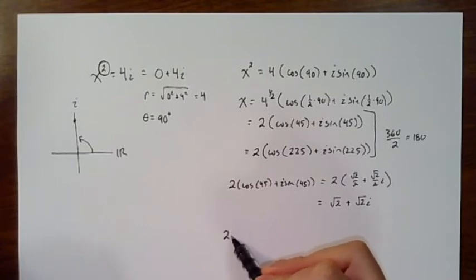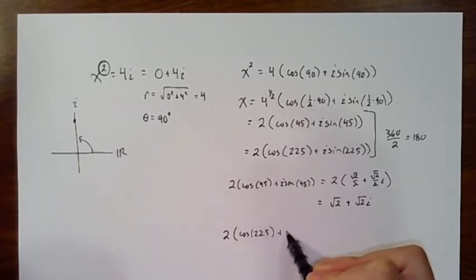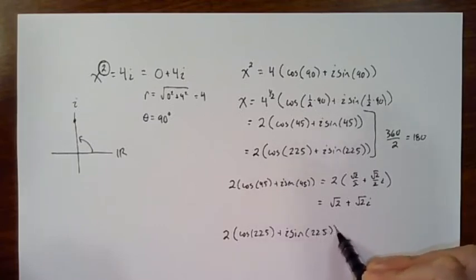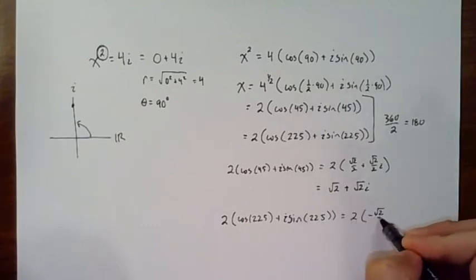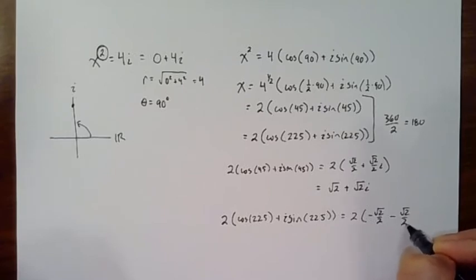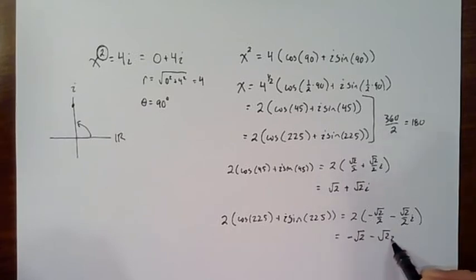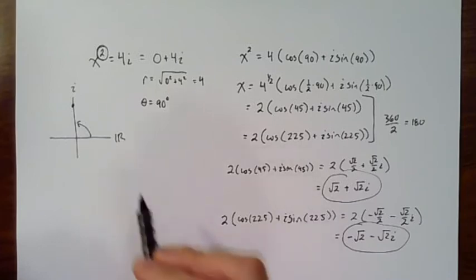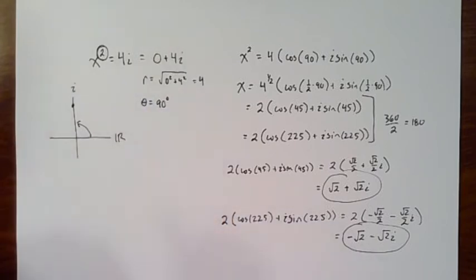The other solution is 2 times the cosine of 225 plus i sine 225. So this is equal to 2 times negative square root 2 over 2 minus square root 2 over 2 i. And we're going to reduce in the same way, and we're going to get negative square root 2 minus square root 2 i. So this and this are the solutions to this equation. Or we could think of it as these are the square roots of 4i.